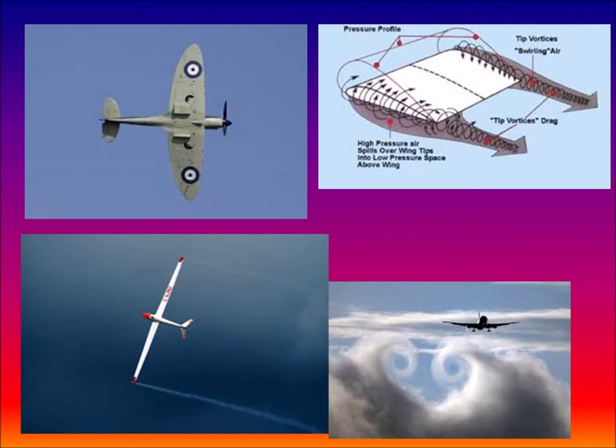So you see in the upper left corner the famous Supermarine Spitfire, one of the British RAF planes that got us through World War II in the Battle of Britain. And you can see the diagram in the upper right where you can see the vortices that are caused, the spirals that are caused as the air snaps over the top. I notice in the lower right the curls occurring as the airplane flies through a cloud.